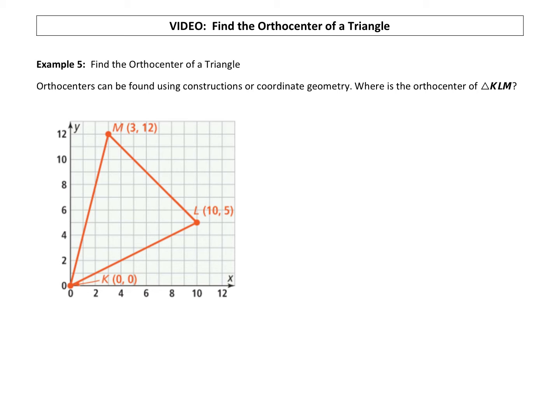So we're going to find two of the three. We're just going to find two altitudes and then we're going to find where they intersect. So we're bringing in a lot of algebra on this one. So let's go through. We'll just do this step by step. We're in this together. So step one, we want to find the slopes of two sides of our triangle.